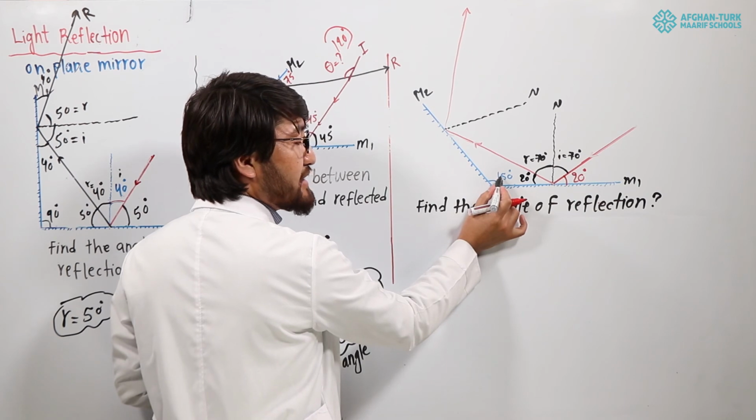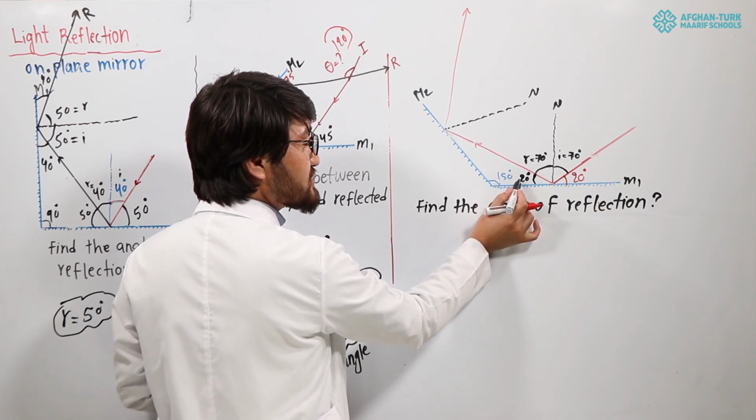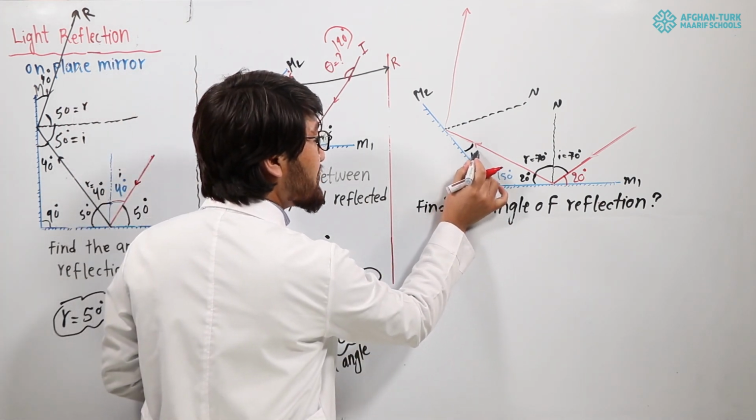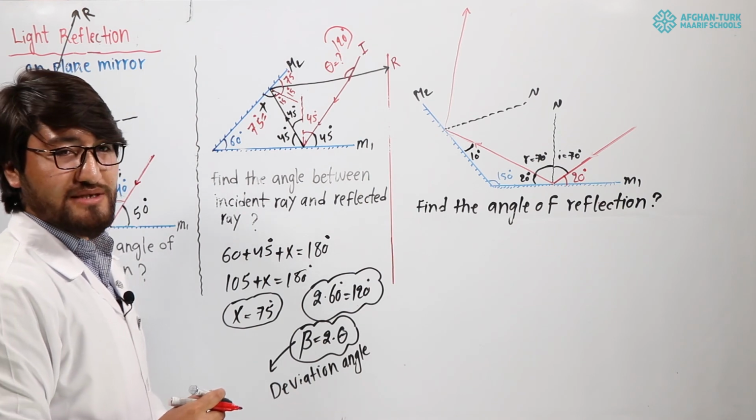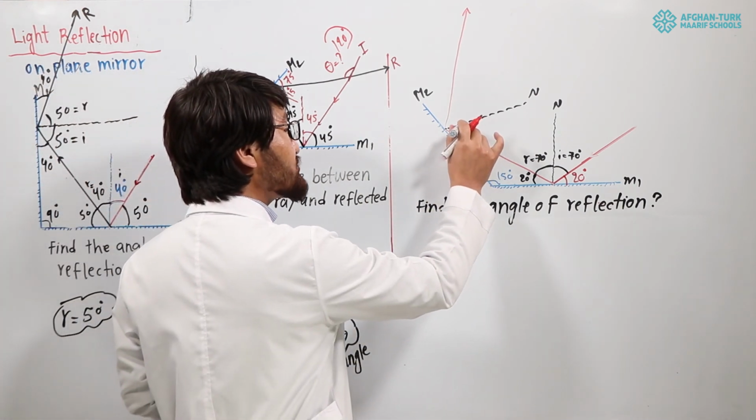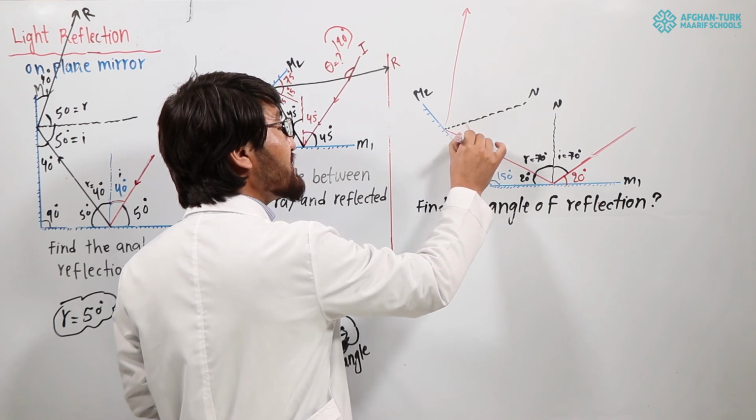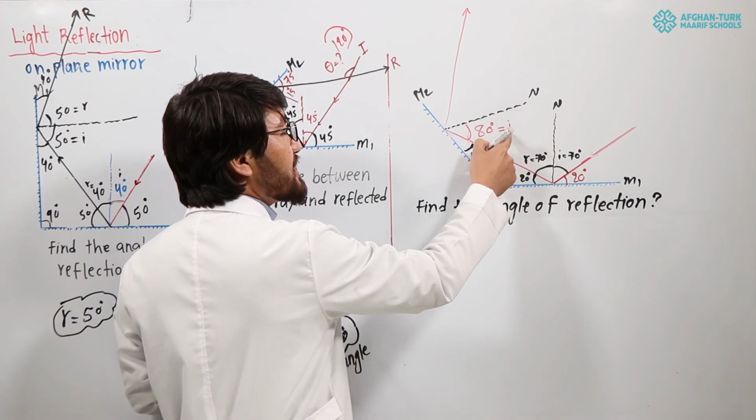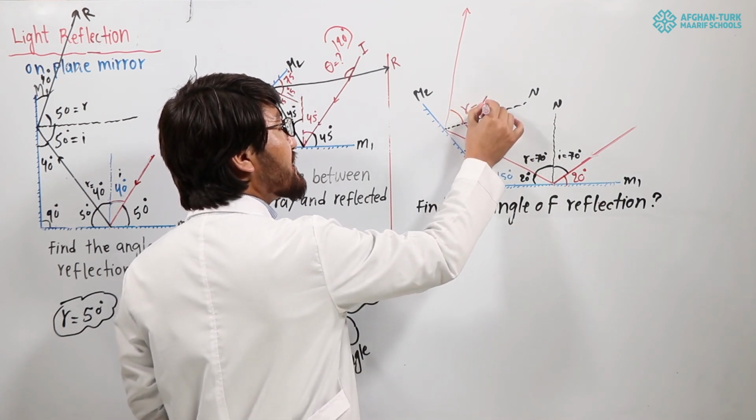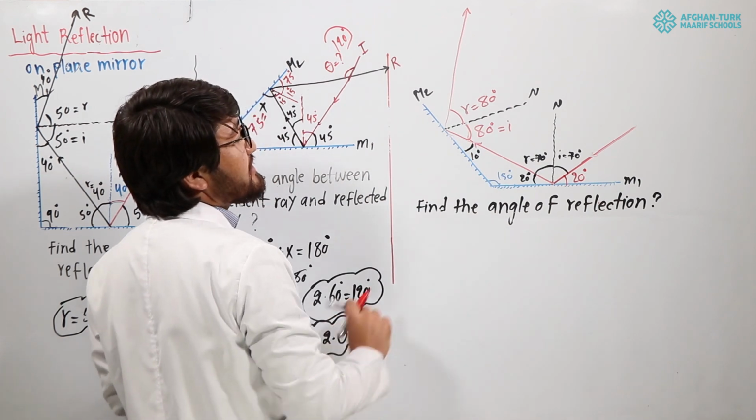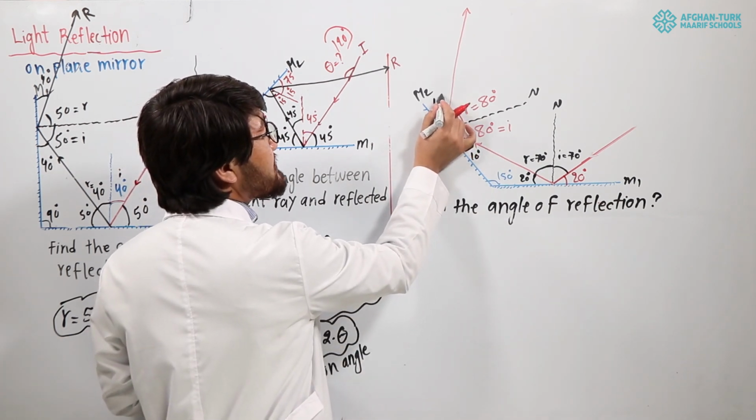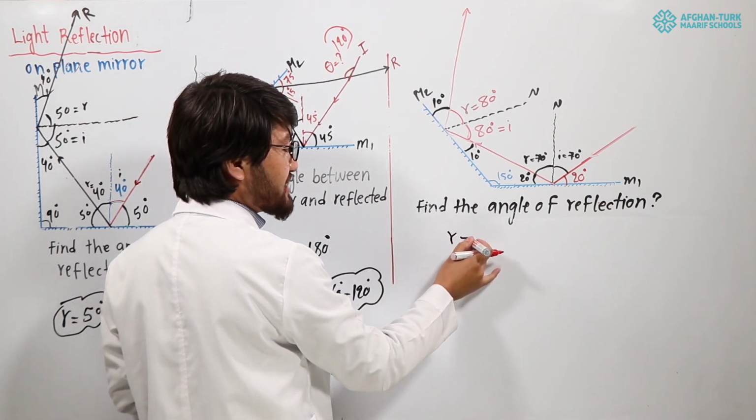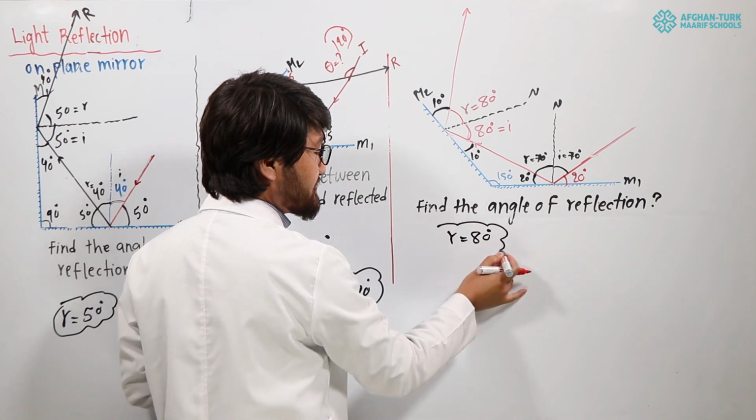Okay, 150 plus 20 is equal to 170, and this angle should be 10 degree, that make 180. It is 10, this angle should be 80 degree, that make 90 degree, and this I is equal to R, this R is equal to 80 degree, and this is all should be 10, that make 90. Okay, what is the angle of reflection? Angle of reflection is 80 degree.